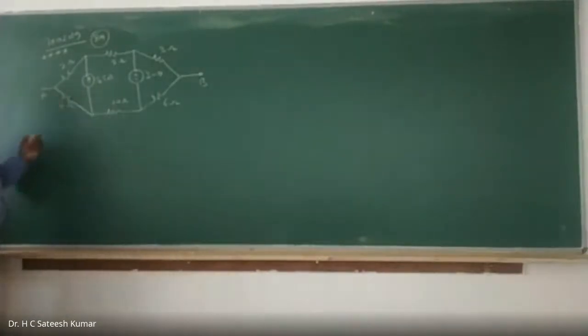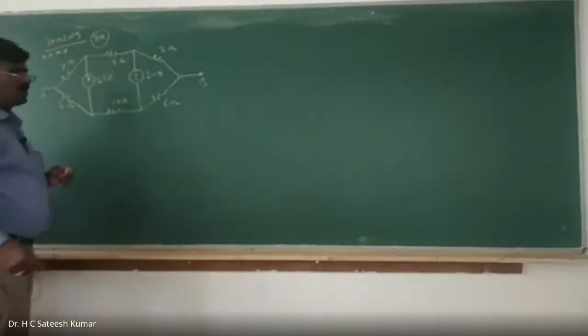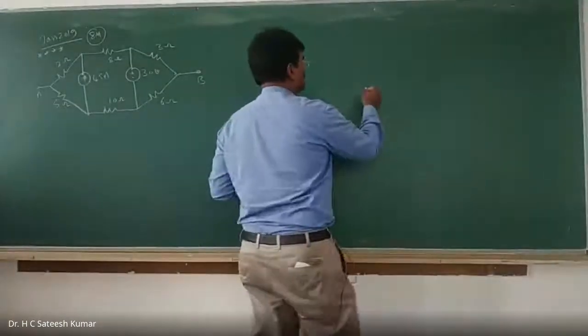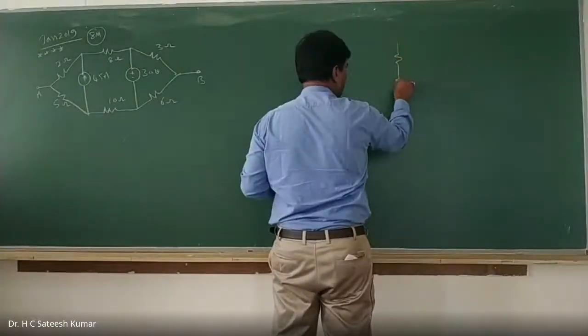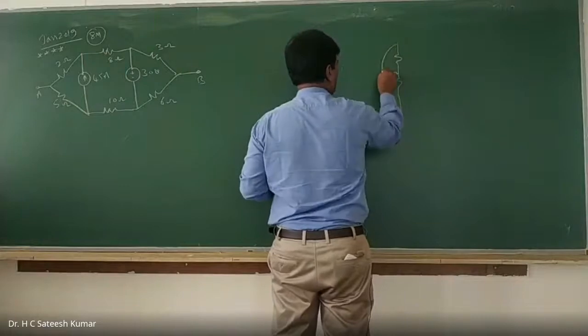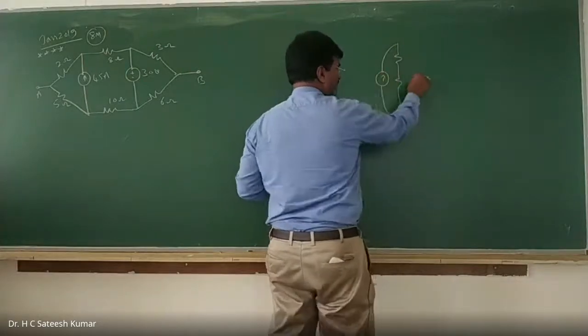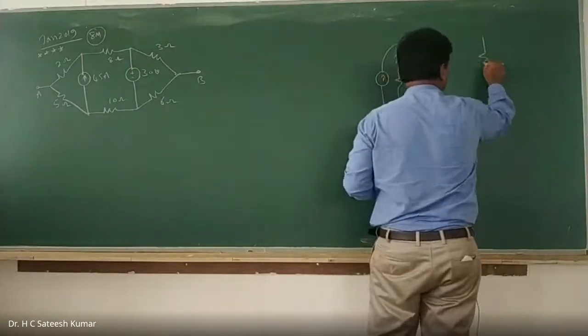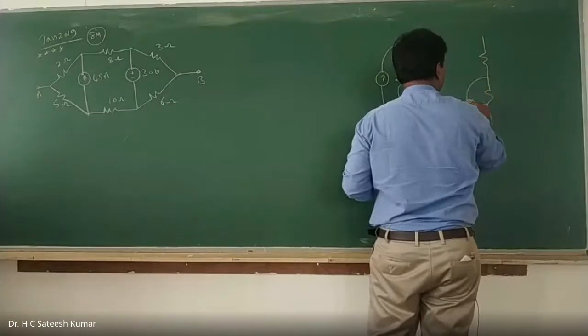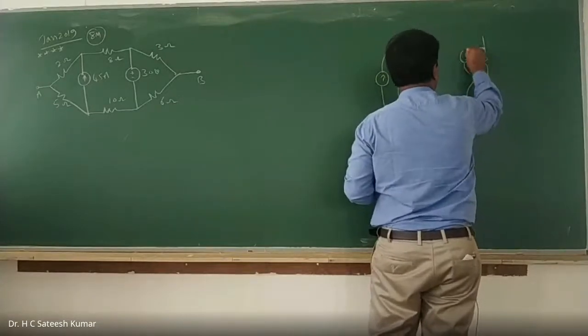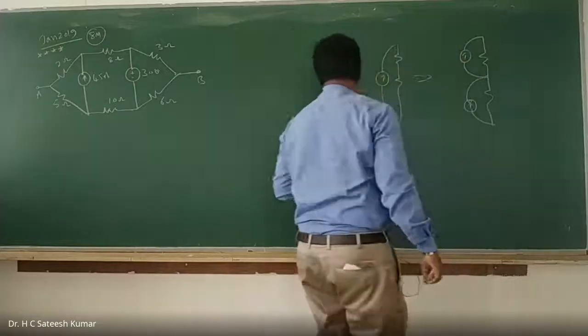I will do current source shifting first. Recall, current source shifting is nothing but this: if you have a current source like this, then equivalently I can write it as a current source like this and one more current source like this. This way we can do it. Same way I'll do it here.